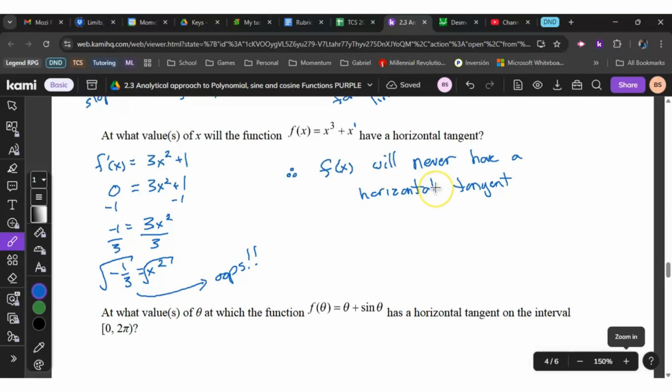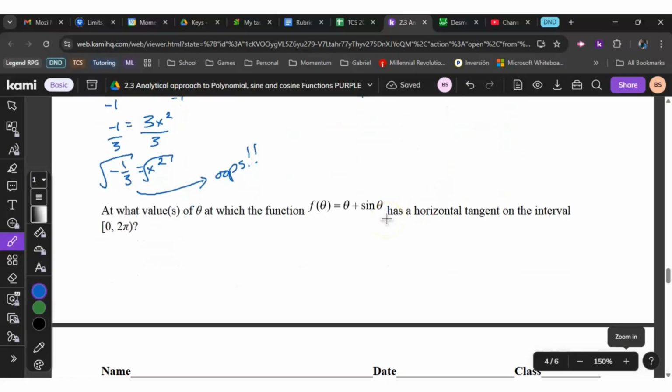All right, now let's try a trig one, because we love trig. Yeah, we do. At what values of theta will this function have a horizontal tangent? Well, the process is the same, right? So find f prime of theta. We already said the derivative of theta was just 1. What's the derivative of sine? Cosine, exactly. Then we have to make it equal to 0.